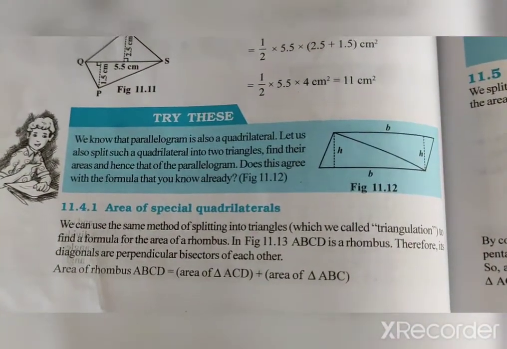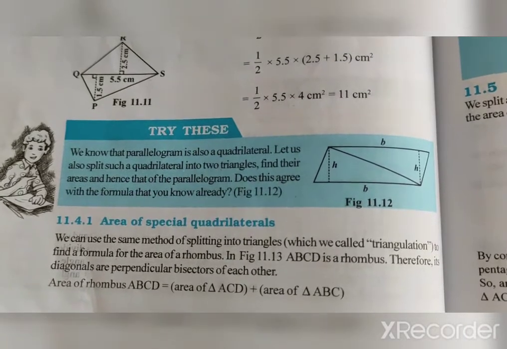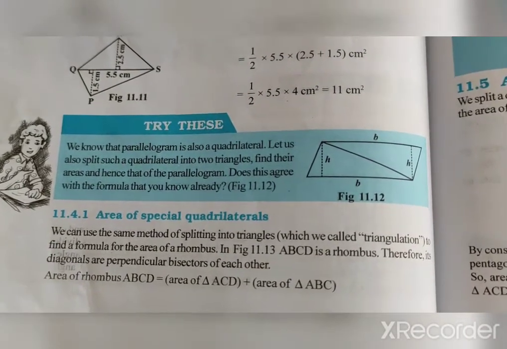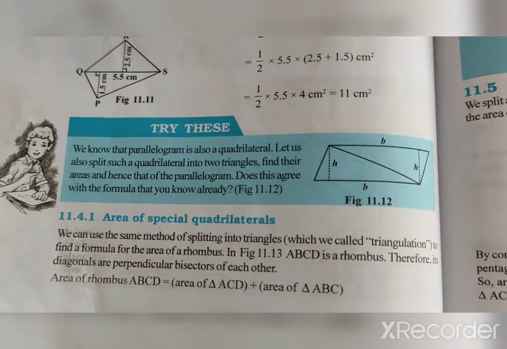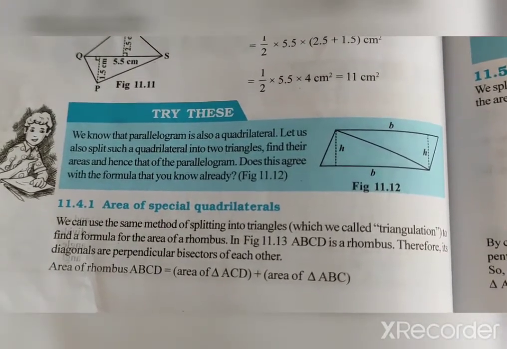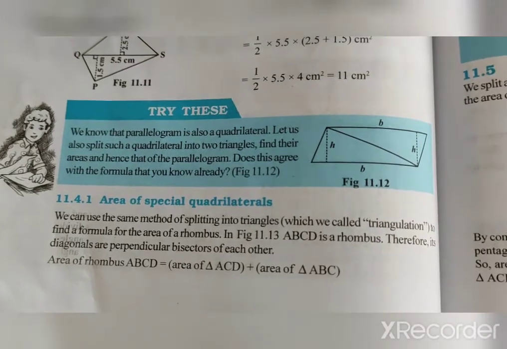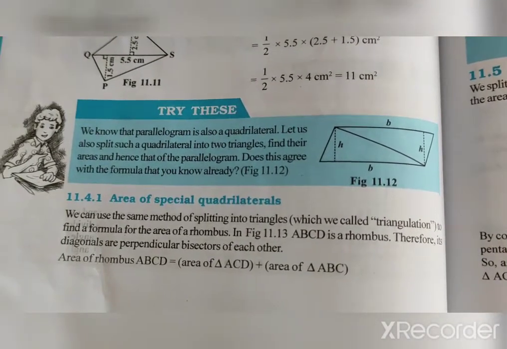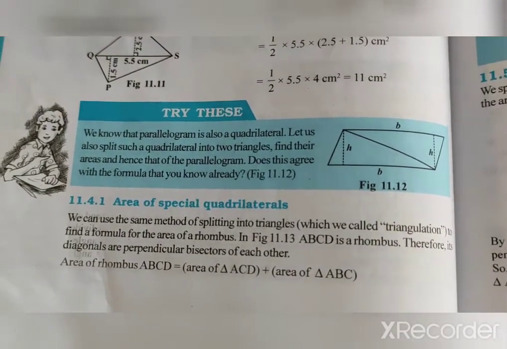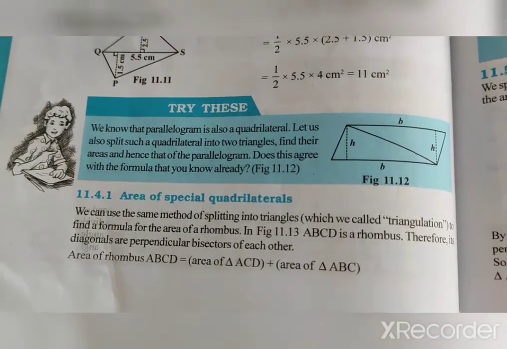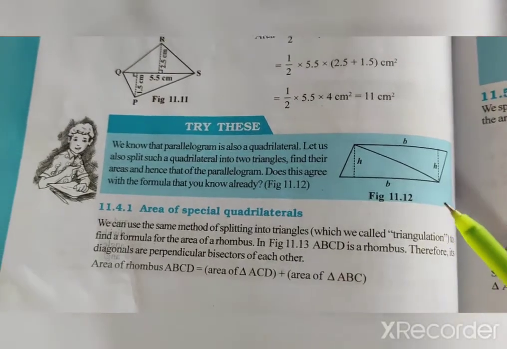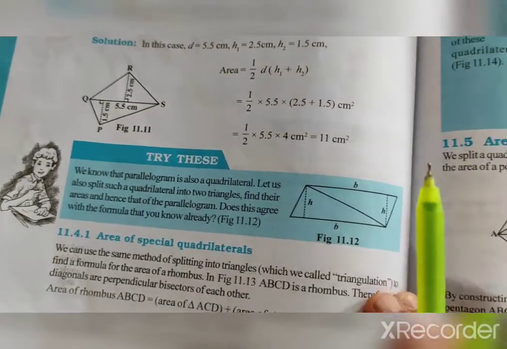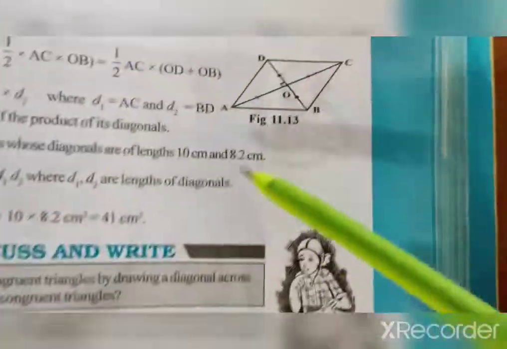Now area of a special quadrilateral. We can use the same method of splitting into triangles, which we call triangulation, to find the formula for the area of a rhombus. ABCD is a rhombus. Its diagonals are perpendicular bisectors of each other. Yes, very true. Area of rhombus ABCD is area of triangle ACD and area of triangle ABC.